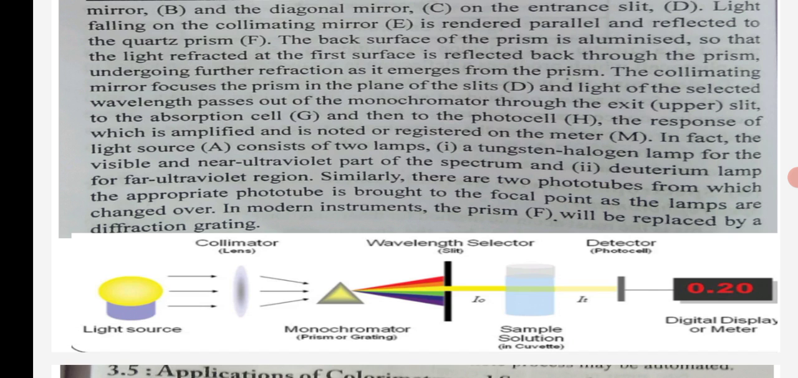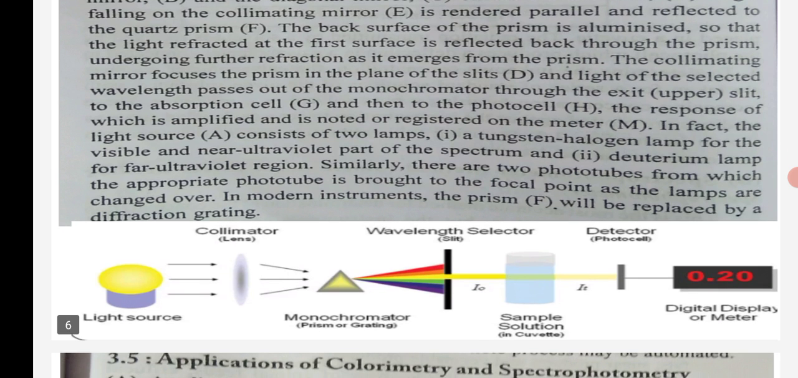Spectrophotometer method in diagram: the light source and collecting lens are absorbed and transmitted to the monochromator, prism or grating. The wavelength is selected by a slit, and the sample solution in the cuvette is transmitted to the detector of photocells and the digital display of the meter.